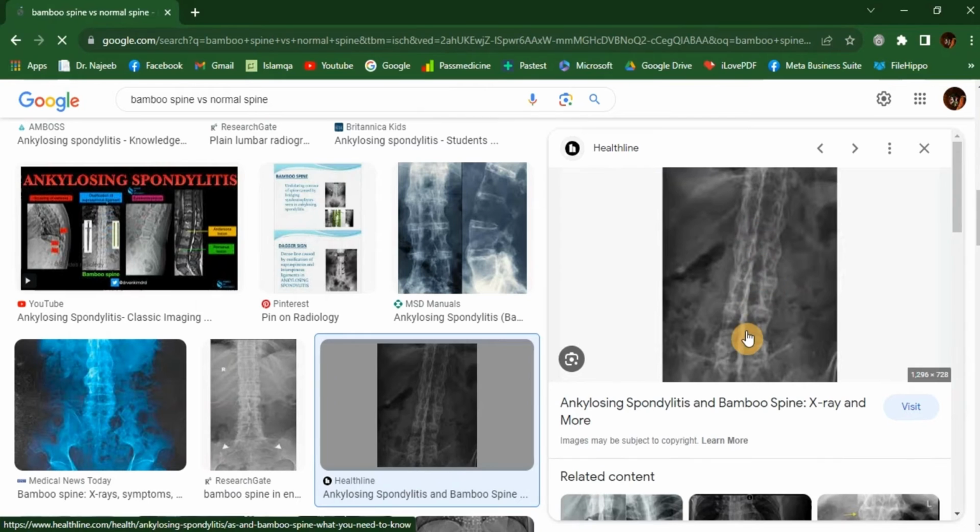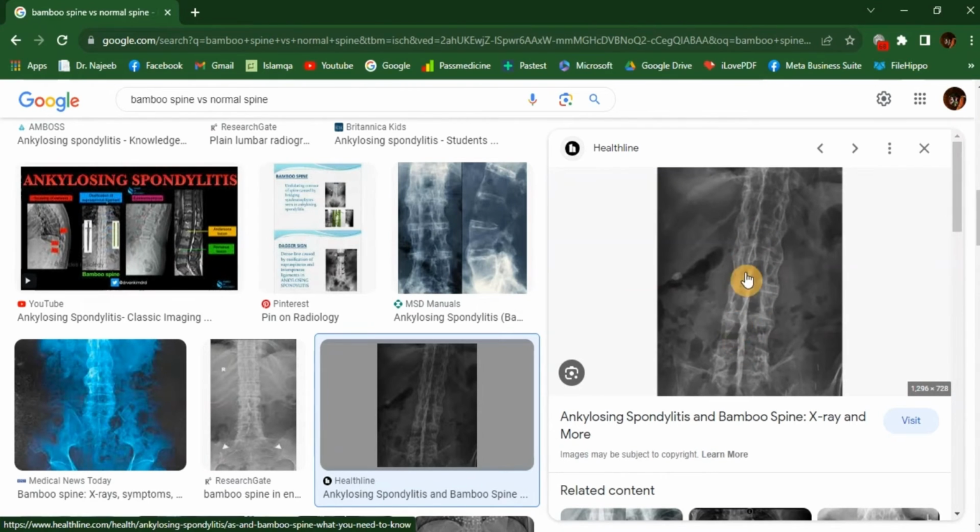And look at the linear line here, the dagger sign. This is the bamboo spine.